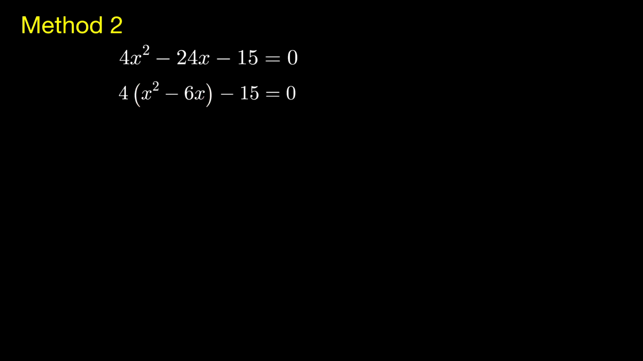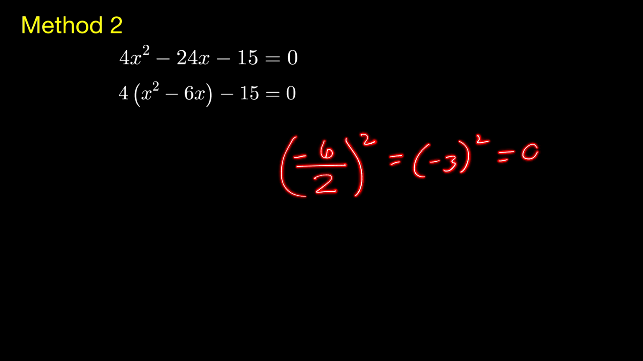How do we find again that constant that we need to add here to make it a perfect square trinomial? So again, the coefficient of x, which is equal to 6, we divide it by 2, and then we square it. And this is equal to the square of negative 3, which is equal to 9.